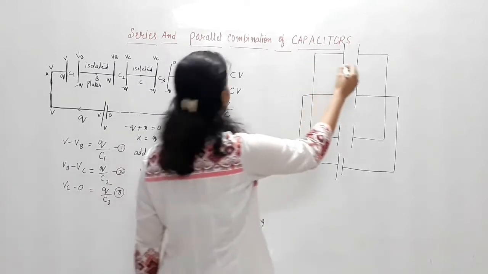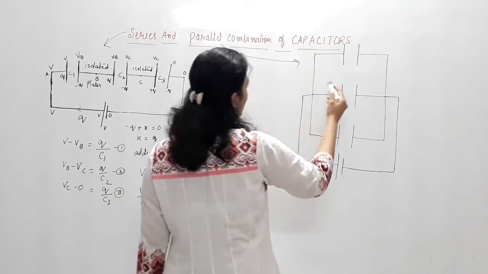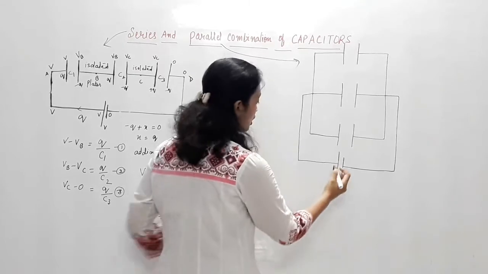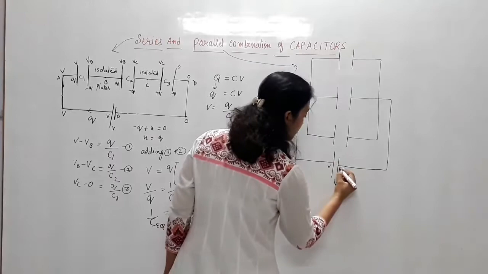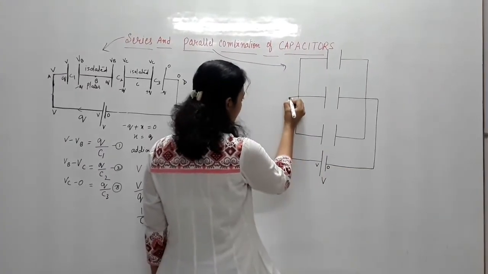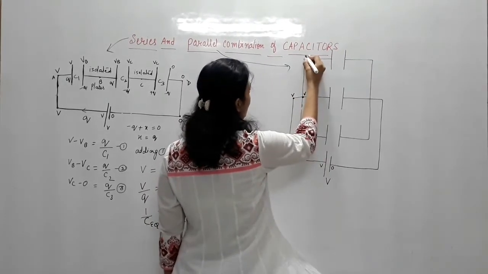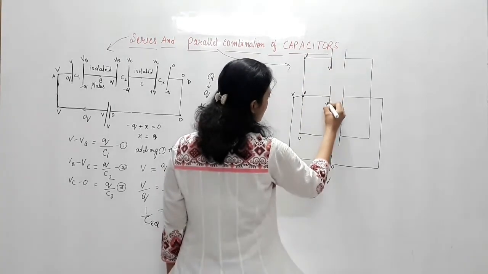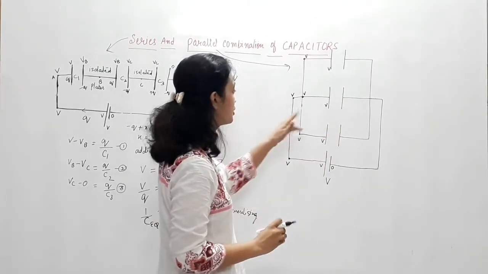Let us see the parallel combination. This is the series combination and this is the parallel combination. Again, distribution of potential. The potential difference of the battery is V volts. The positive pole of the battery is at V, the negative pole is at 0. All the points connected to the positive pole are at V, so these plates will all be at potential V because they are all connected to V.